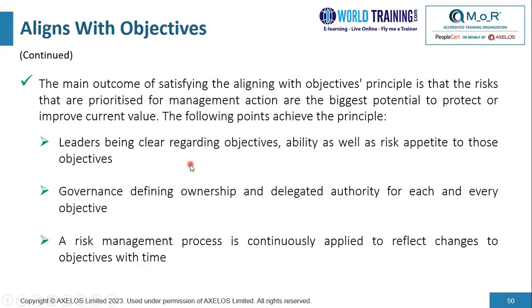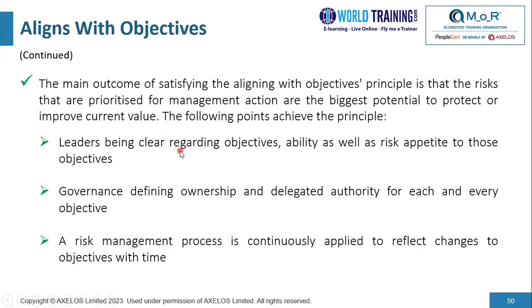Well, what is the main outcome of this principle? The main outcome of satisfying the align with objectives principle is that the risks prioritized for management action are those with the biggest potential to protect or improve current value. And the following points achieve the principle.